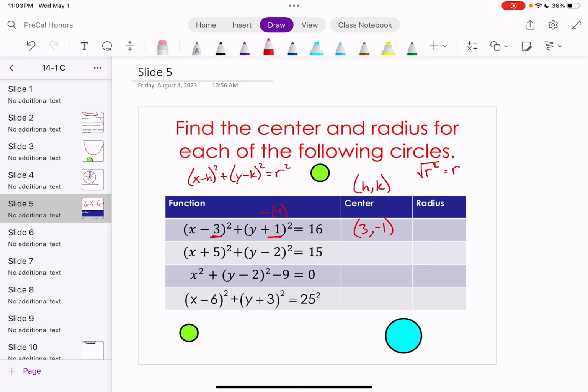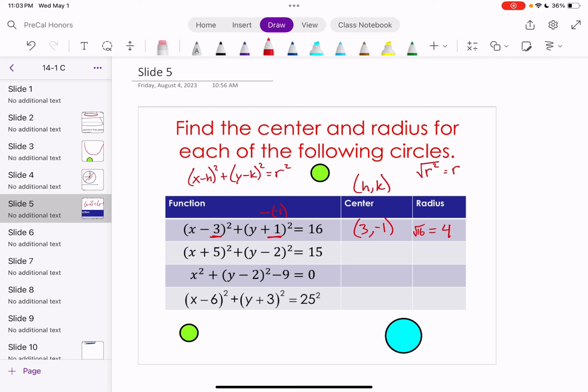For the radius, we're going to take a look at the outside number to the right of the equal sign, and we're going to take the square root of that number. So the square root of 16 would give us 4 for the radius.